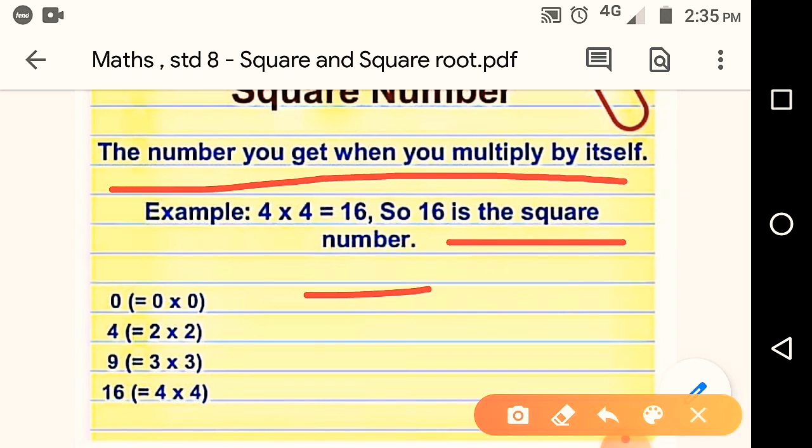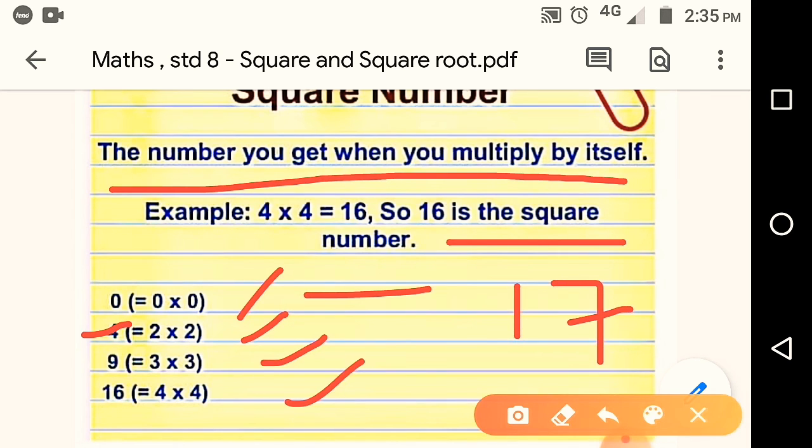Same way 0. 0 का answer तो 0 आएगा. 0 को 2 times करेंगे, 0 zero जा 0. 4 भी square number है. Why? Because we are doing 2 into 2, same number 2 times. 9 भी square number है because we are doing 3 into 3. 16 भी square number है because we are doing 4 into 4, so that is 16. If I tell you about 17, so 17 square number hai?